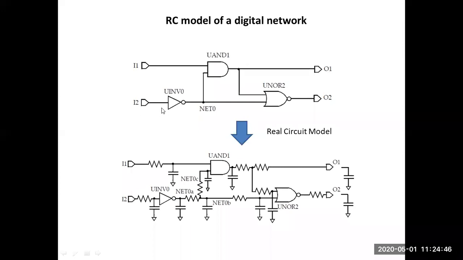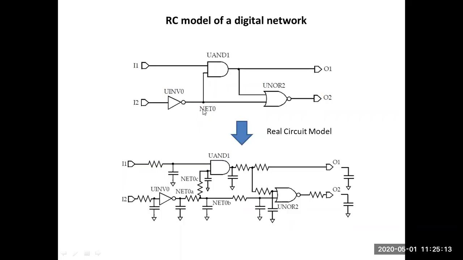Similarly, we are having this wire. This wire is connected to the input I2 node and also connected to the input of the inverter, this INV0. So now again it will have some kind of RC. This R is associated with this wire, and C is the capacitance of the wire plus the input capacitance of the gates. Fine.